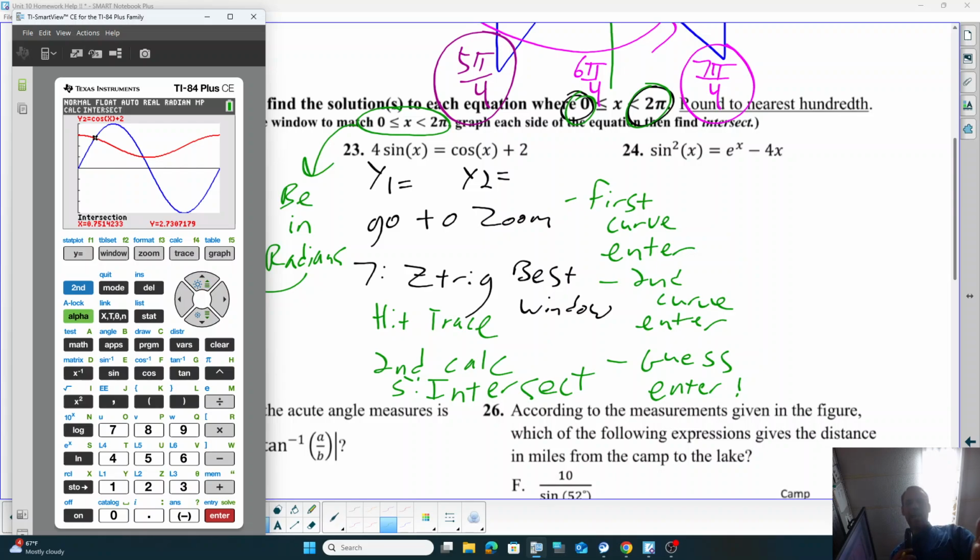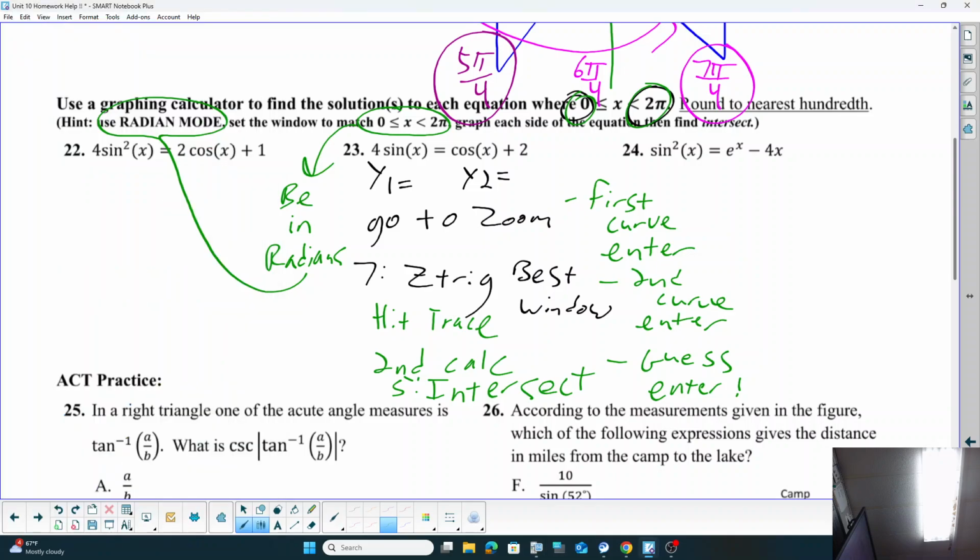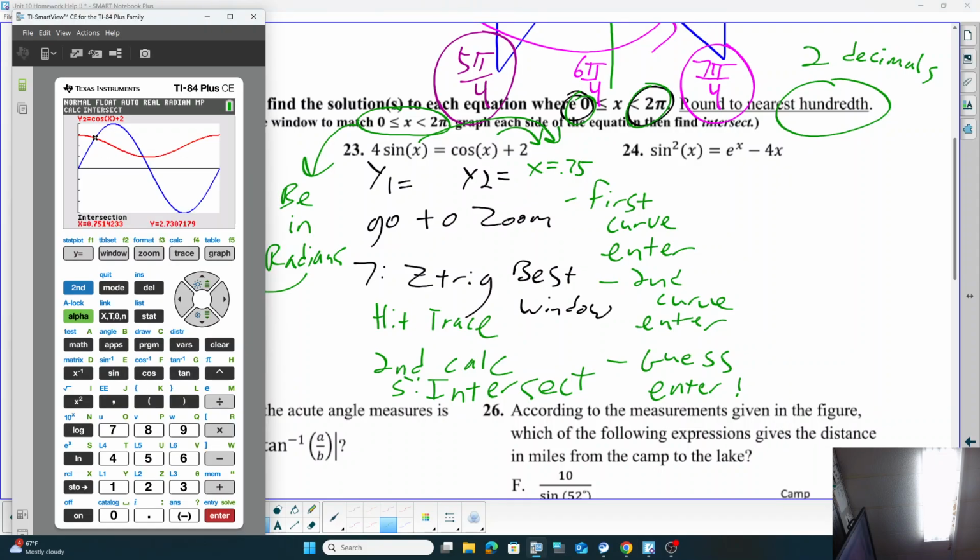Wow. That does not help at all, but I guess we'll use it. So then it's going to be 0.75. So we get our answers now. The intersection for these two is going to be x equals 0.75. It says to the nearest hundredth, so that's 2 decimals. Okay, beautiful. So there's our intersection, 0.75.